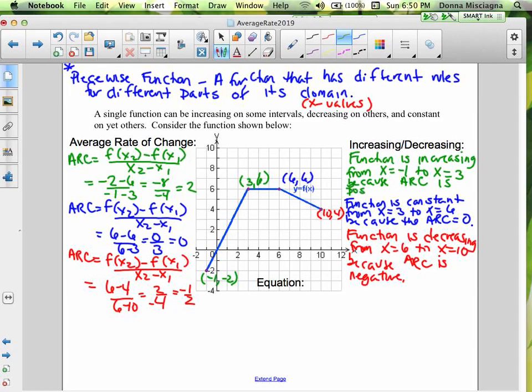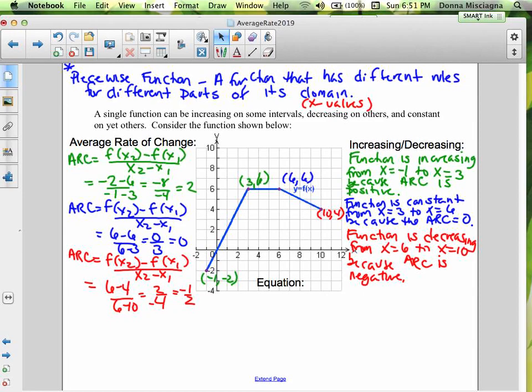All right, so from negative 1 to 3, the function is increasing because the average rate of change is positive. From 3 to 6, the function is constant because the average rate of change is 0. And then from 6 to 10, the function is decreasing because the average rate of change is negative.